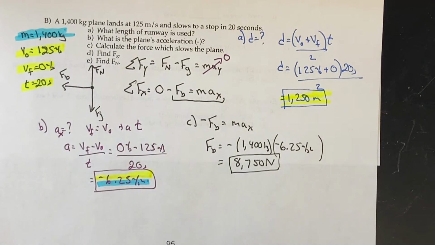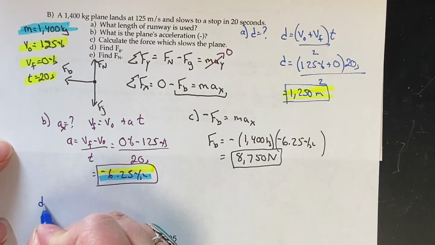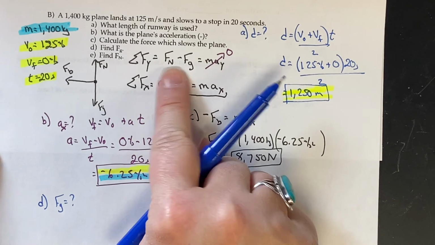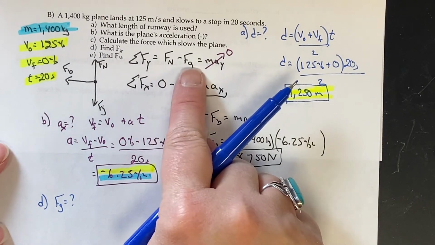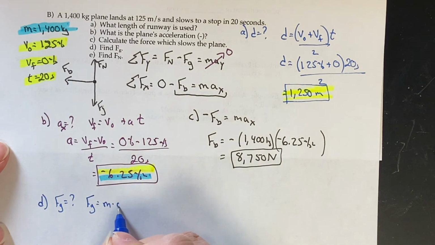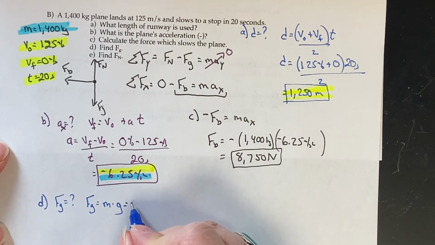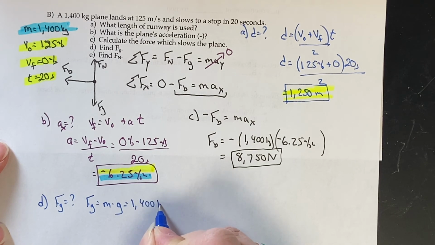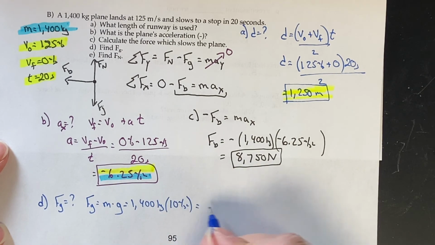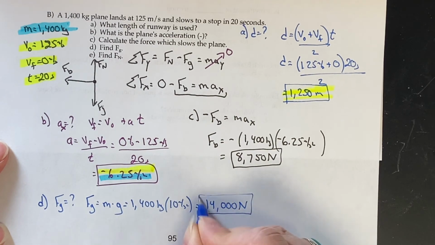Part D, let's find the weight of this plane, the force of gravity. So the force of gravity is my unknown. I've got an equation up here with force of gravity, but I don't know the normal force yet, so I can't use that equation. But I can say that the weight is mass of the object times the acceleration of gravity. So 1,400 kilograms times gravity, 10 meters per second squared. So that's 14,000 newtons. Weight is in newtons.